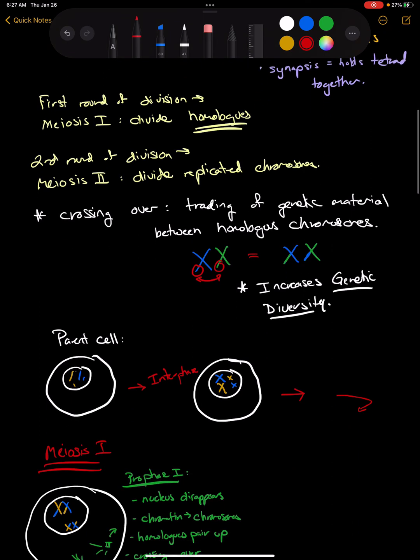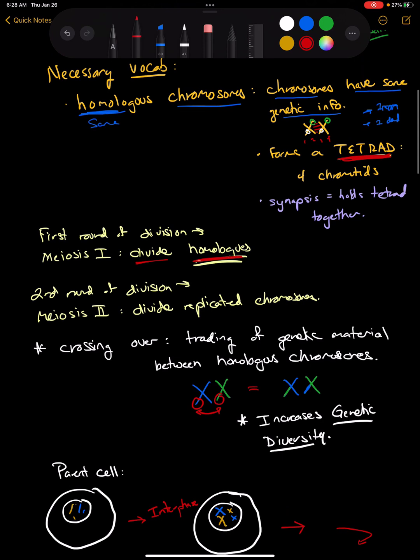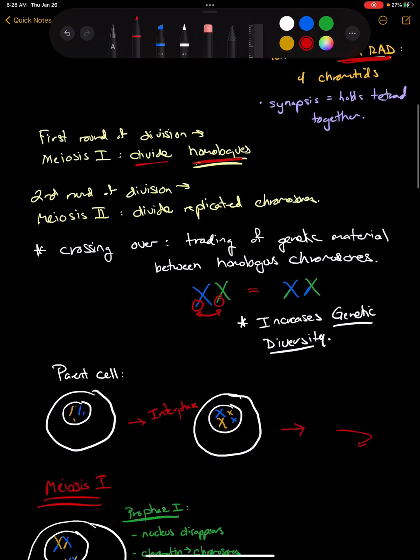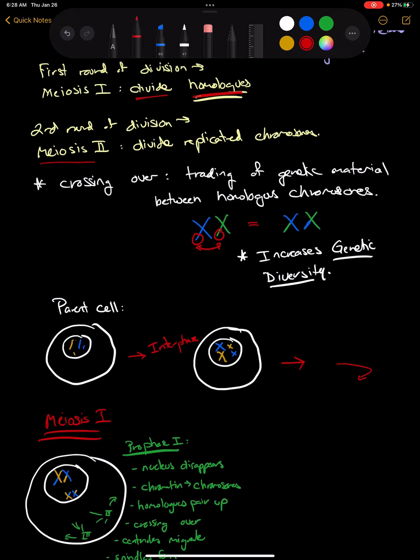Okay, so we talked about how meiosis has 2 rounds of division. In the first round of division, I'm going to divide these homologs. Homolog is just a fancy word for homologous chromosome. So that's what I'm going to do in the first round, divide those apart from each other. And then the second round of division, meiosis 2, is when I divide those replicated chromosomes, like we did for mitosis.